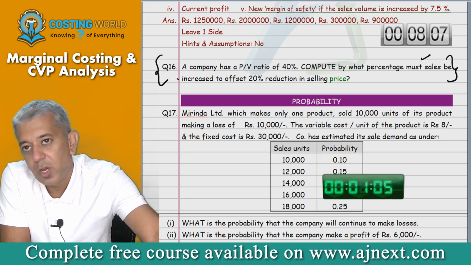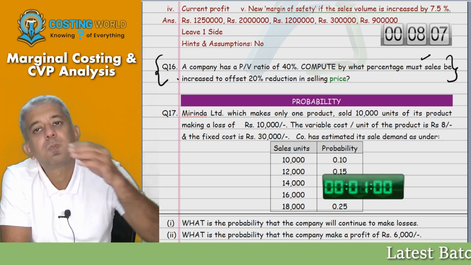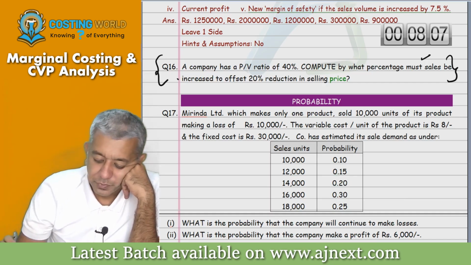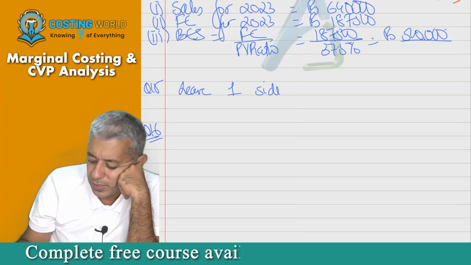You can tell me by how much will quantity sold rise? 25%. No. Finish. Your time is over. Listen. We have PV ratio of 40%. Now just wait. Don't write till I finish, please.